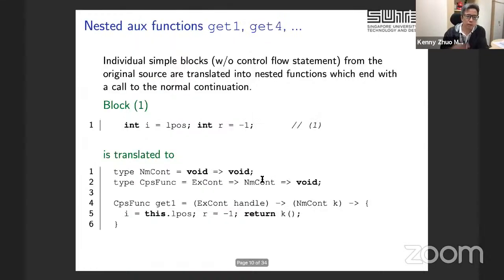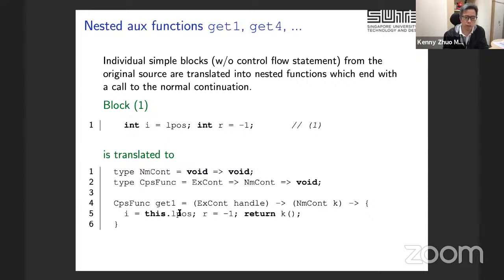Okay, so let's look at how all those get1, get4 are actually being generated or translated. We call simple blocks those blocks without control flow statements, meaning that they only contain assignments. For example, block 1 in the original source code is basically this one. We have already lifted the declaration to the outermost level, so we don't need to care about the declaration anymore, and we just need to focus on the translation. So we need to translate these two.